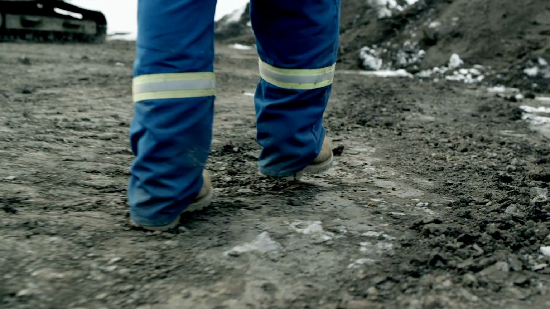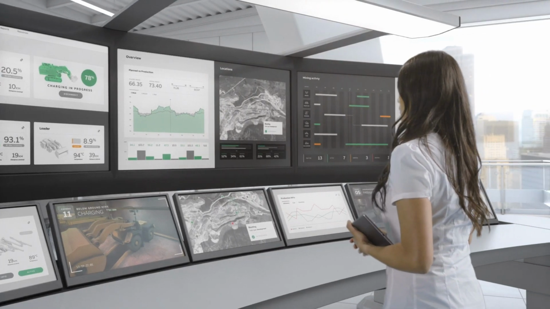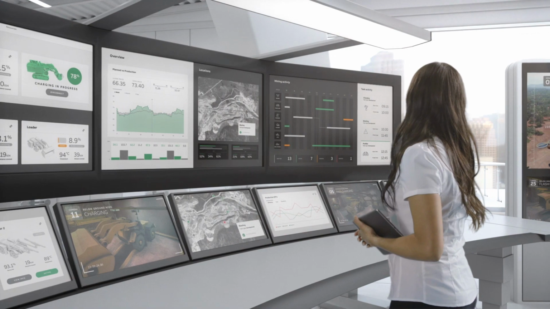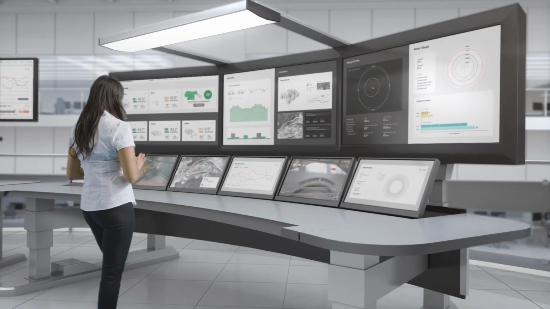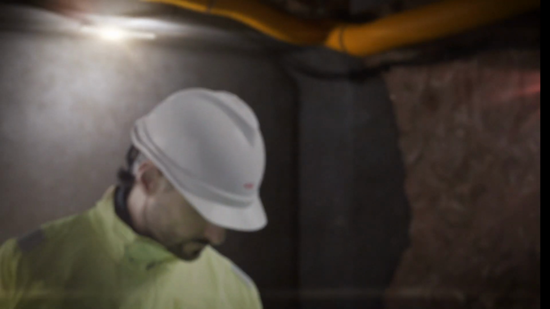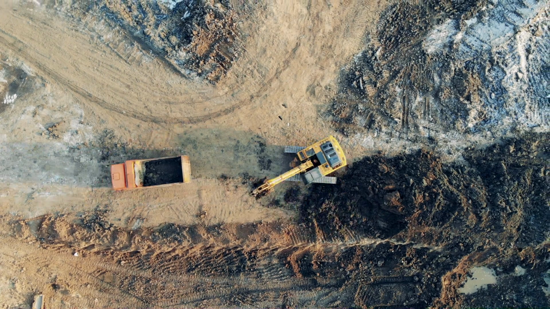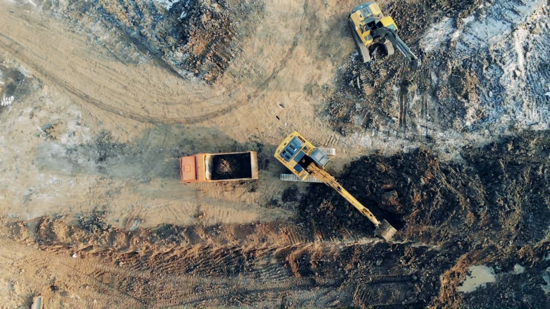Starting from the ground up. Digital transformation in the mining industry isn't just about technology and data. It's about integrating these things to deliver real value. And that takes real-world expertise. So what does a successful transformation program look like?